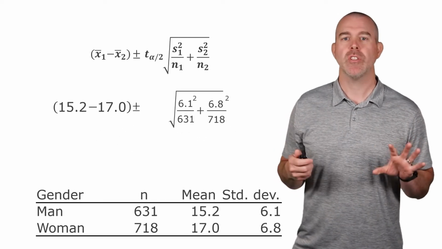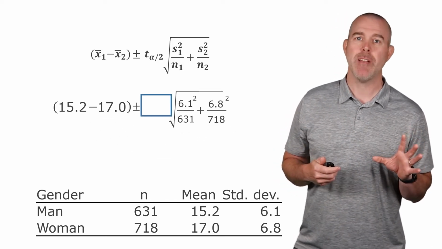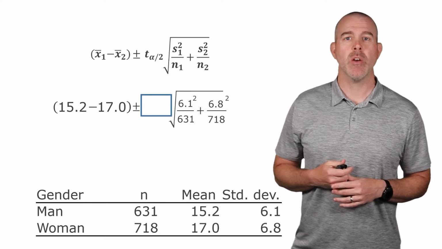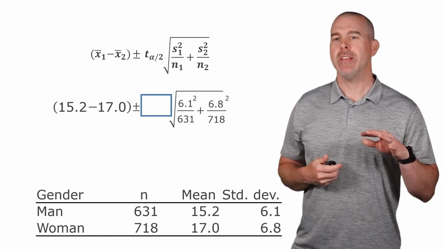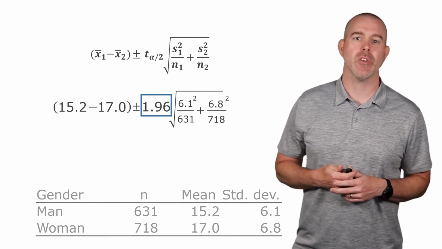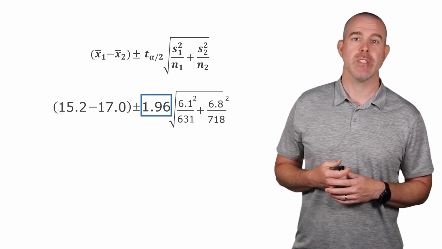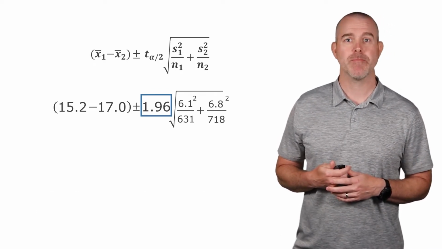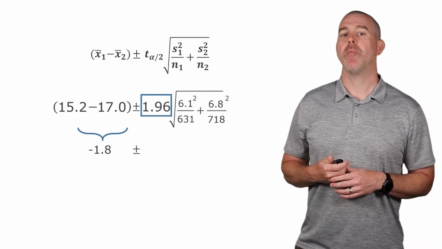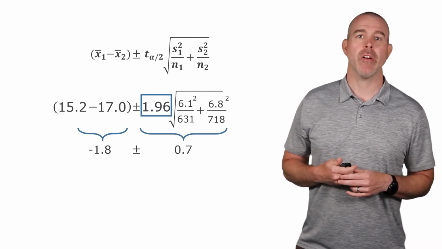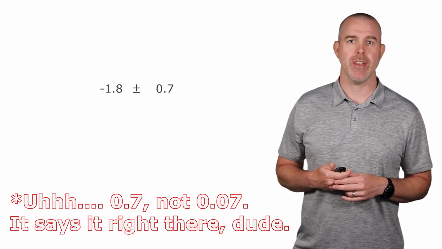Pull in all these values into the formula. We do need a t. We can do this with a calculator. We've done this before in StatCrunch. In this case, because the sample sizes are so large, it actually ends up being the same as if it was a z, so that's 1.96. Simplify, we get negative 1.8 plus or minus a margin of error of 0.07.